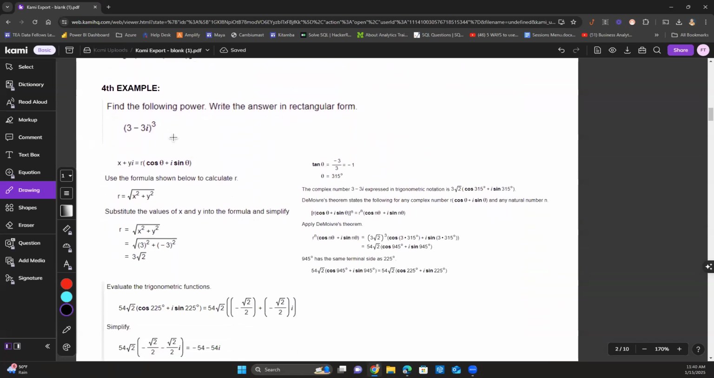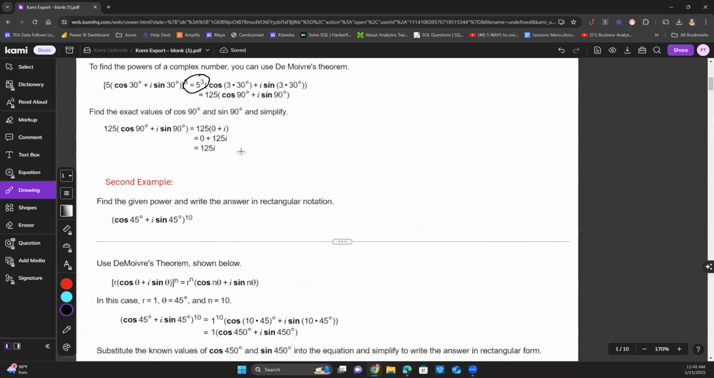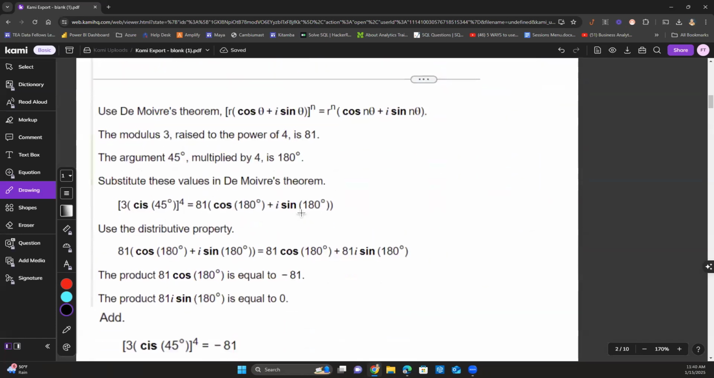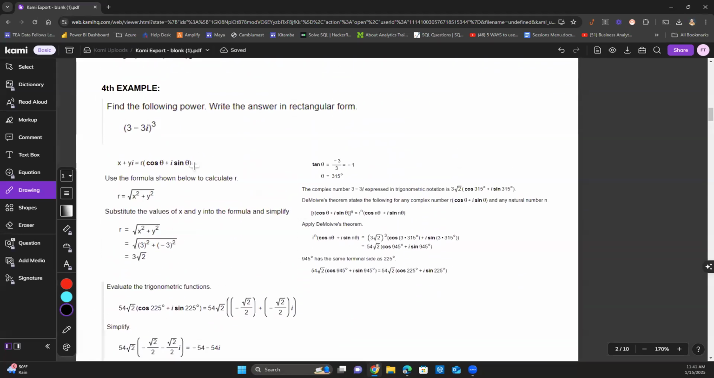Now, another example from the homework is, if we have 3 minus 3i and we're raising it to a third power, first, since this is in rectangular form, the theorem will not apply until I change this back to polar form. The theorem that we studied at the beginning of the lesson only works if the complex number is in polar form. So in this homework question, the given problem is not in polar form. So first, we must convert it to polar form to apply the theorem.